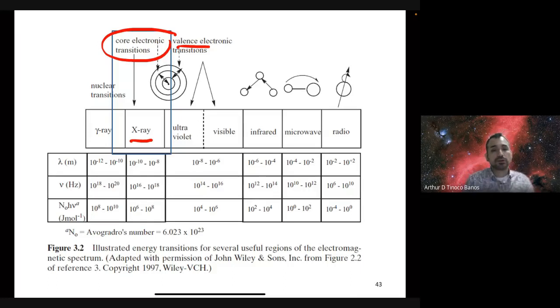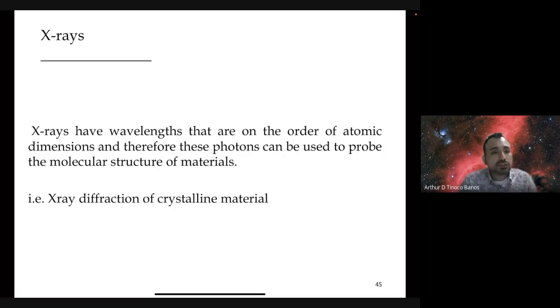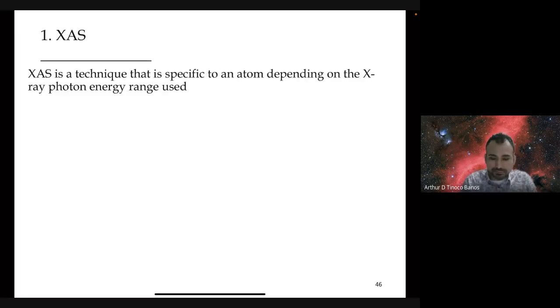So X-ray absorption spectroscopy, or XAS. So X-rays have wavelengths that are on the order of atomic dimensions, and therefore these photons can be used to probe the molecular structure of materials. All right, so XAS is a technique that is specific to an atom, right? So keep that in mind, depending on the X-ray photon energy range used, right? So this is going to be dependent on the energy, and let's see why that is the case.